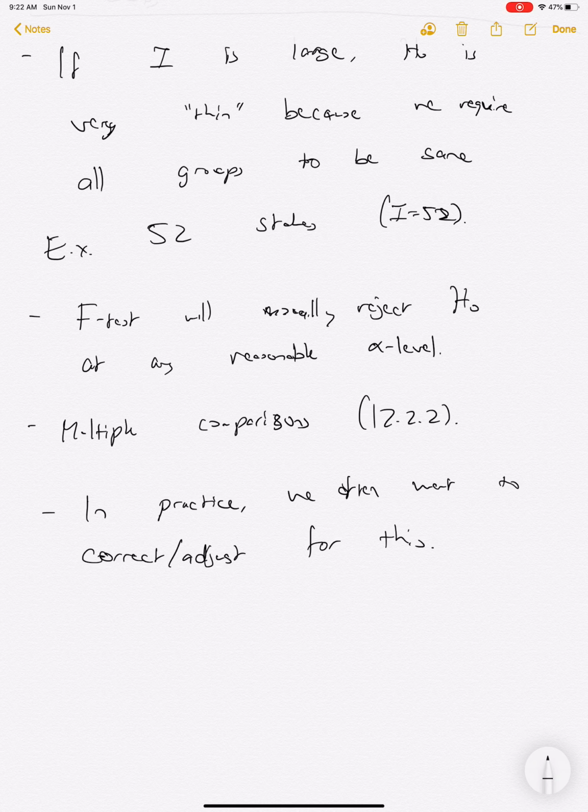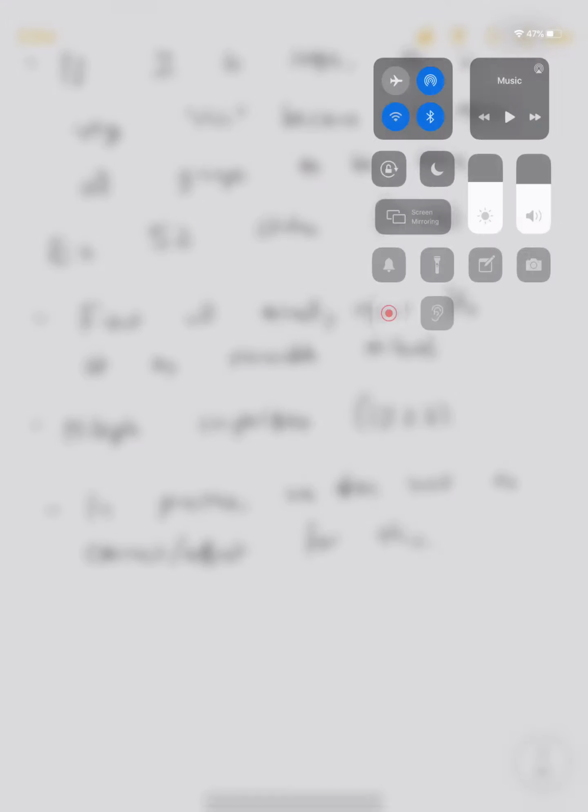So that's it for one-way ANOVA. In the next lecture, we're going to cover the more challenging case of two-way ANOVA, where you can have effects both of the individual and of the group. So that's it for today, and we'll go into more detail on this next lecture. Thanks very much.